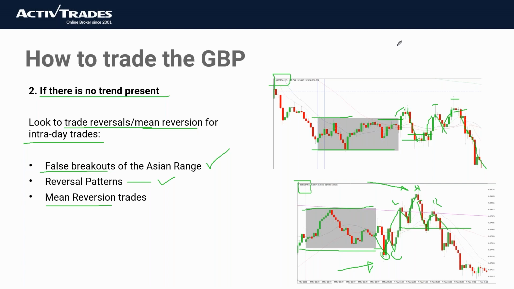But as I said, if there isn't any trend present, then I'm expecting price to consolidate and mean revert, and if there is a reversal setup as part of that, then that's the way I'm looking to operate. So it gives you a little bit of a bias at the start of your day: am I in a trending environment or am I in a consolidating environment?